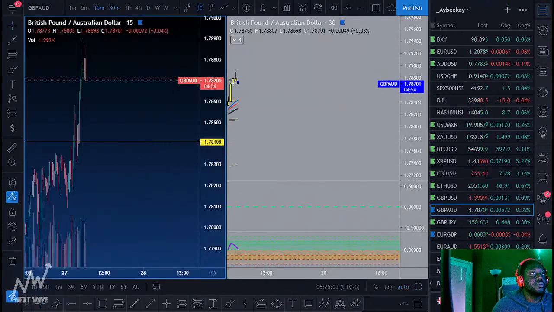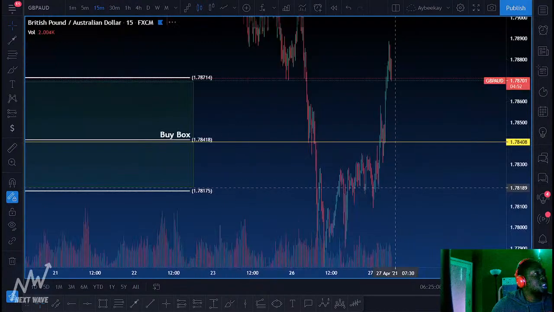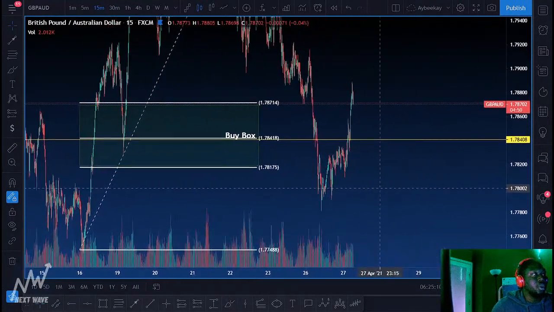GBPAUD did exactly, not exactly, what I wanted.